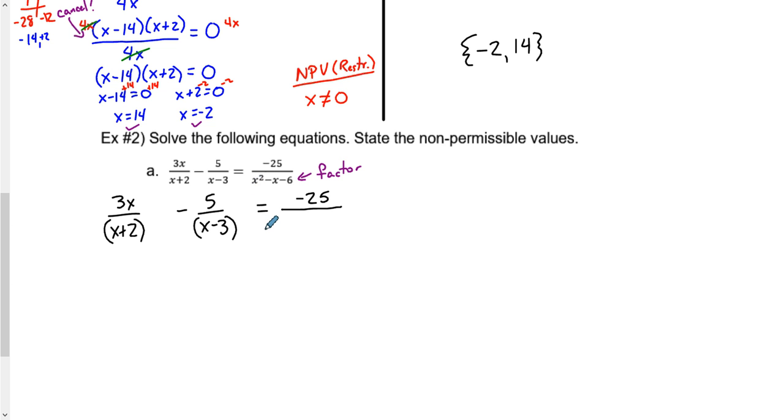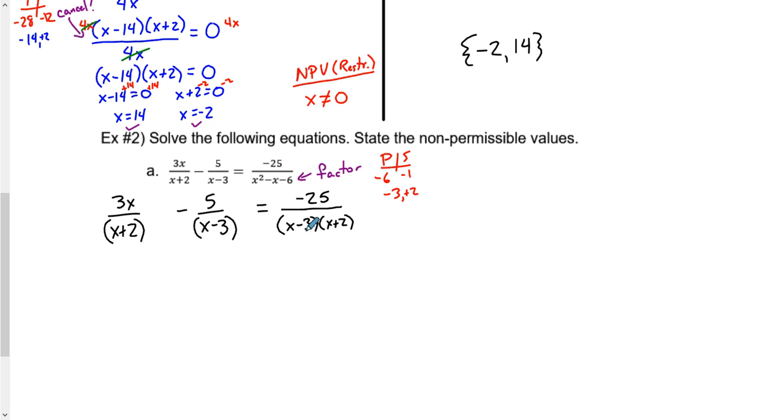Well, it's a simple trinomial. With a simple trinomial, I'm looking for my product and my sum. Product of -6 and a sum of -1. The only numbers that give me -6 and -1 are -3 and +2. So since this is a simple trinomial, I just factor as an x subtract 3 and an x add 2.